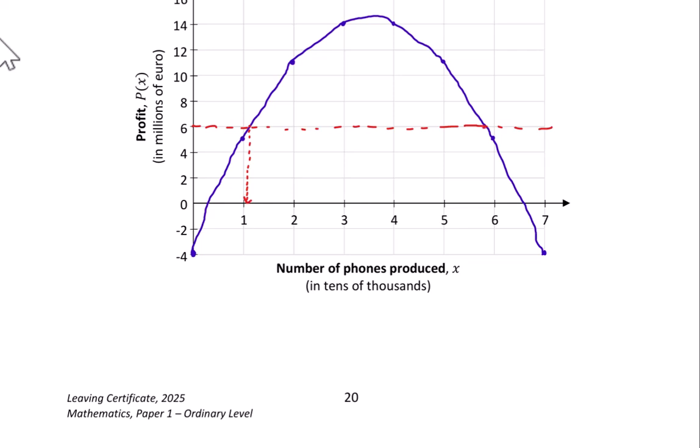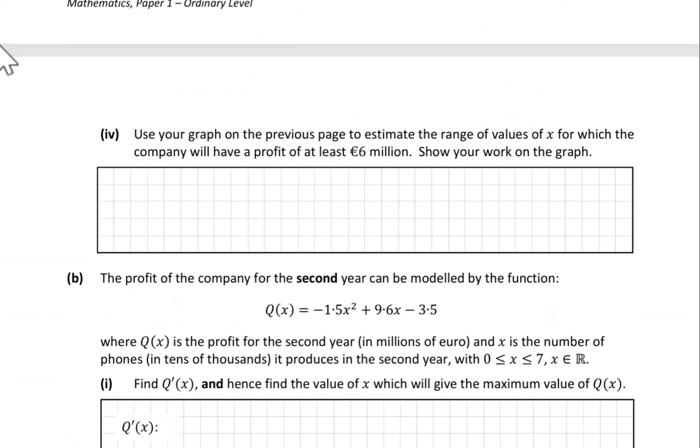Look at that value. And we've got to look at this value here. So I'm looking at here a range of about, let's say, 1.1 up to 5.8. So I'm going to say then that x is greater than or equal to 1.1 and less than or equal to 5.8. These are the number of phones they need to produce in order to produce a profit of at least 6 million. So it has to be equal to these values as well.